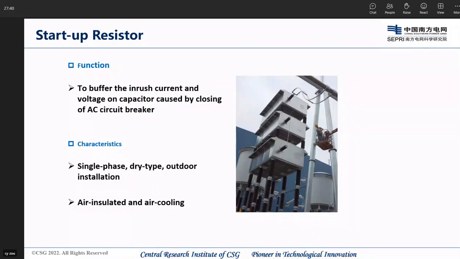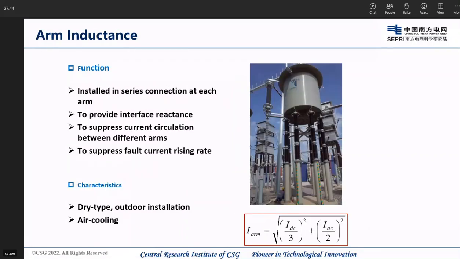And this is the side picture. There is an arm inductor in each arm of the MMC to provide interface reactance, to suppress current circulation between different arms, and also to suppress fault current rising.